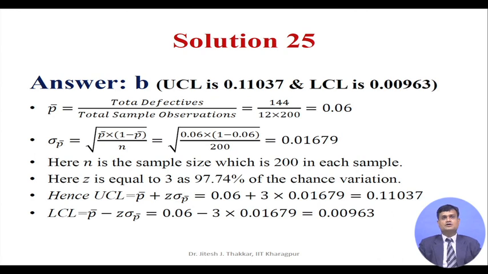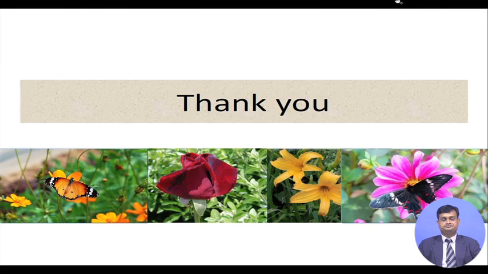P bar is equal to total defectives divided by total sample observations, equal to 144 divided by 12 into 200, which is 0.06. Sigma P bar can be expressed as square root of P bar times 1 minus P bar divided by n. Substituting the values will give me sigma P bar as 0.01679, and I can easily compute the upper control limit and lower control limit. So this comes out to be 0.11037 and 0.00963.